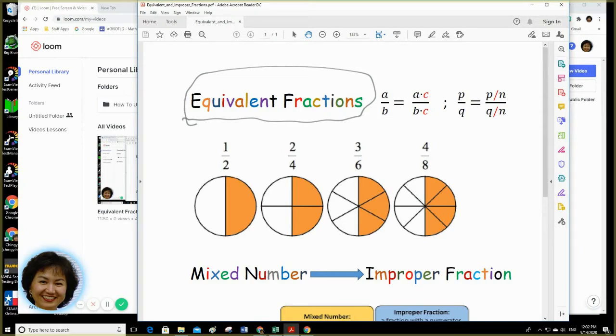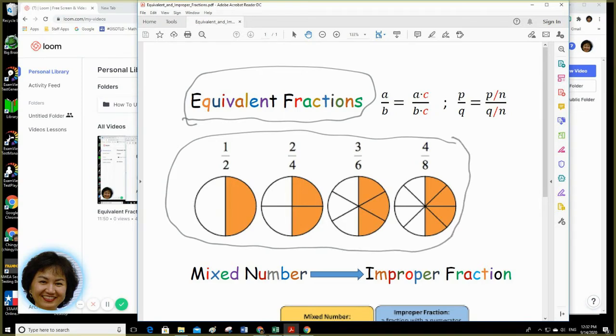You can see from these pictures. All these pictures represent the same value. The equation here tells us that A over B equals A times C over B times C. And P over Q equals P divided by N over Q divided by N. We multiply or divide the same number to the top and the bottom. Like these examples.